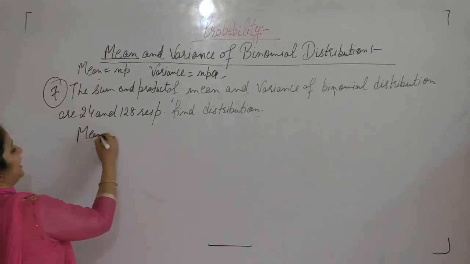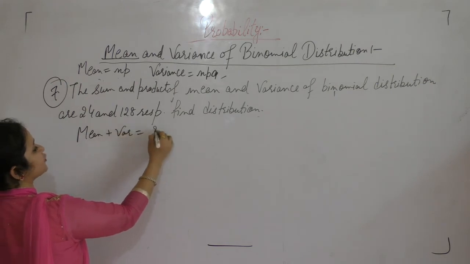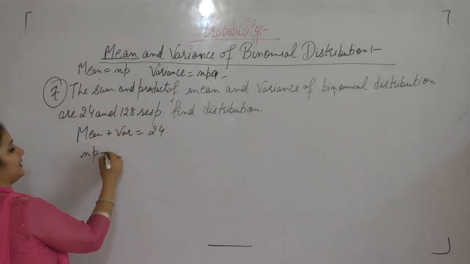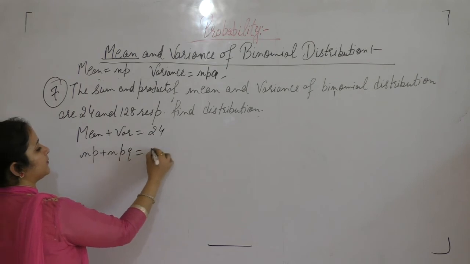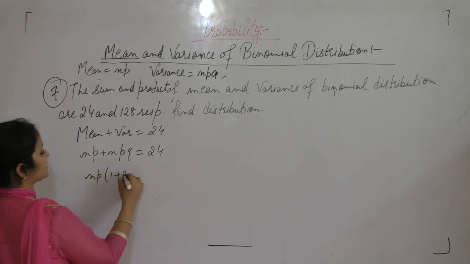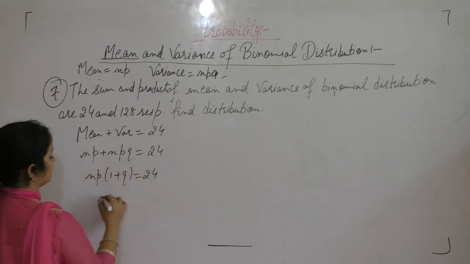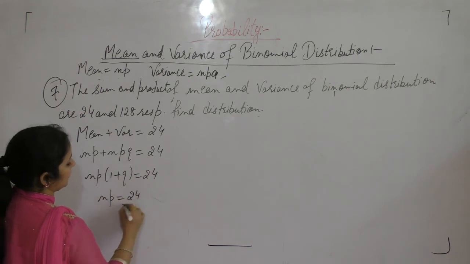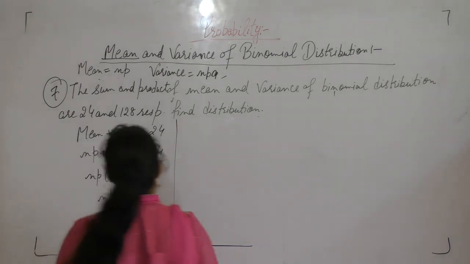Now mean and variance have sum 24. NP plus NPQ is 24. Take NP common, 1 plus Q is 24. So the value of NP is 24 upon 1 plus Q.